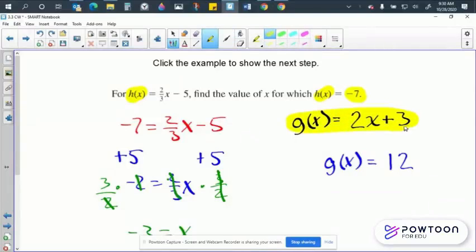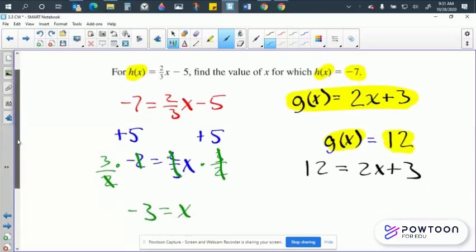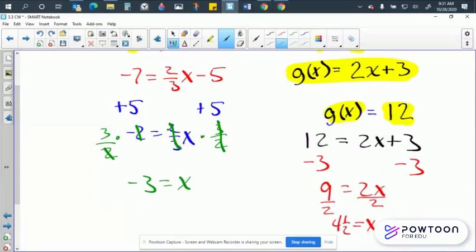Equals 2x plus 3. Find when that function, g of x, equals 12. So you'll be taking when does 12 equal 2x plus 3. Solve for x. We should subtract 3 from both sides. So 9 equals 2x. Divide by 2, and x equals 4 and 1/2, or 4.5.